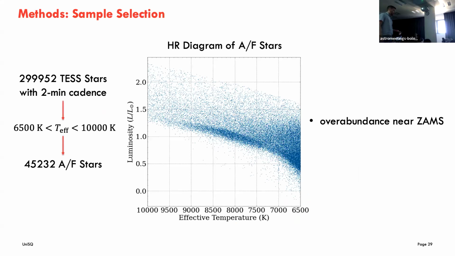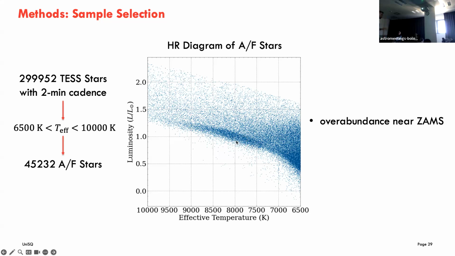Once you've trained your machine, you need to apply it to a large sample. So he first started off with almost 300,000 TESS stars that had 2-minute cadence data. He made a cut on temperature, which includes the delta Scuti instability strip plus a couple of thousand Kelvin either side. And that gives you 45,000 A and F stars to start off with. One thing you might notice is there's an overabundance at the zero age main sequence here. So there's a lot more points just here in this diagram than there are higher up.